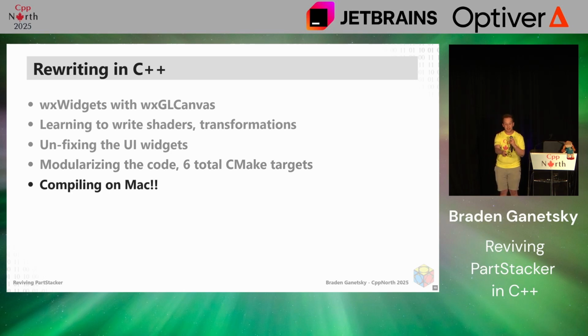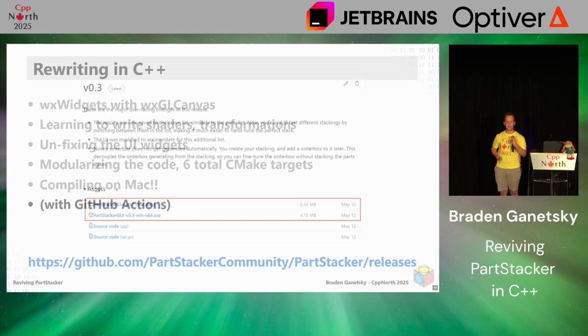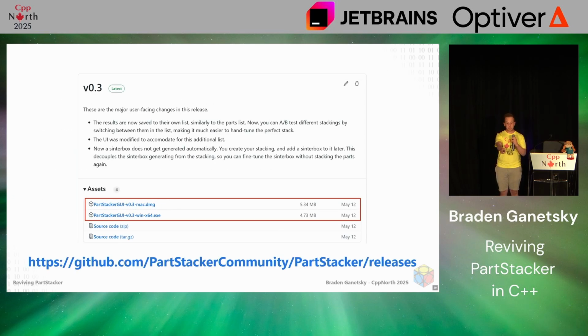It compiles on Mac now with GitHub Actions because I don't own a Mac, at least not personally. And you can go to GitHub and actually download it, and it's like 5 megabytes, which is crazy because the old Windows one was like 100 megabytes and you had to install it. So now it's a portable executable. You can just download it. If you have a Mac, you can download this too, if you want to use this.